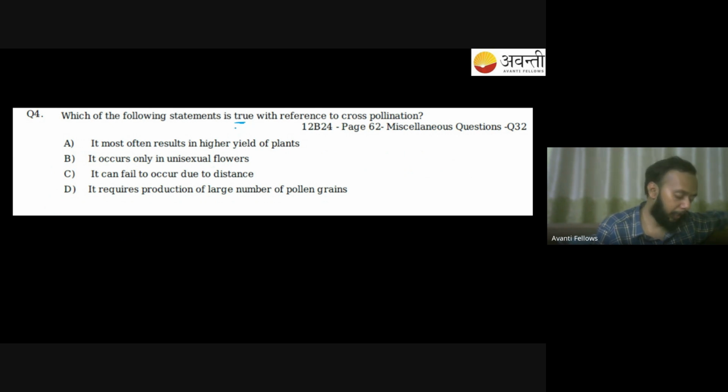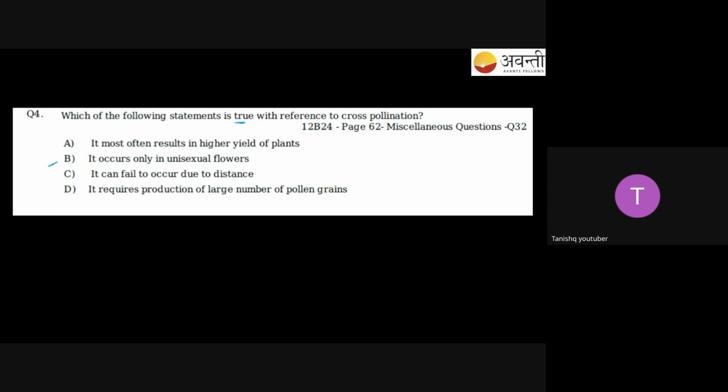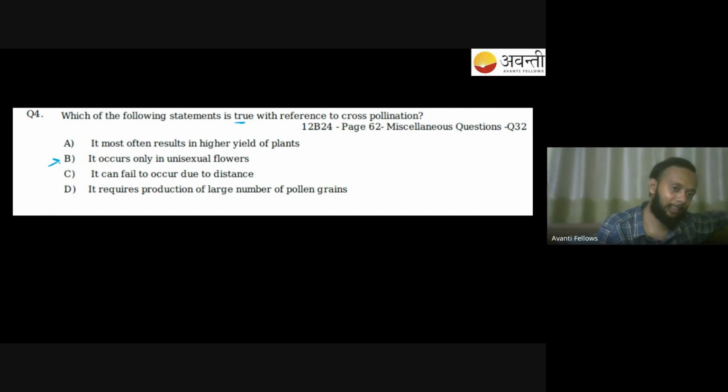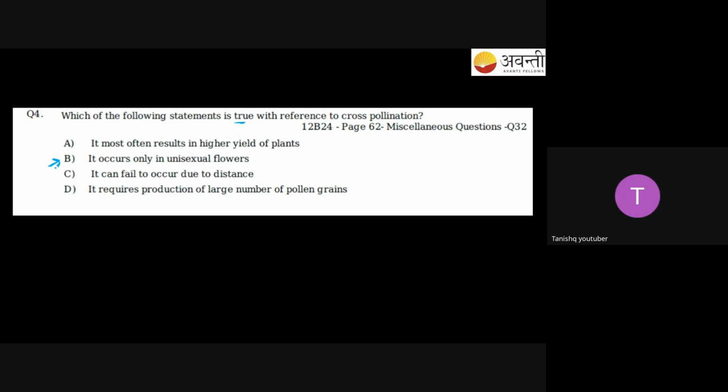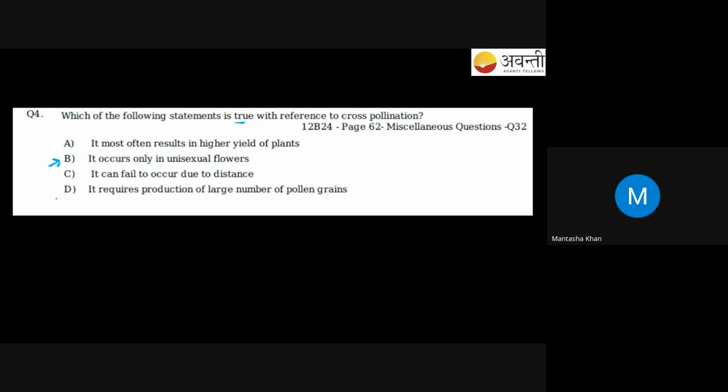हाँ जी, बताइए तनिष्क. सर, बी पार्ट, it occurs only in unisexual. पक्का? यस सर. मंताशा. Sir, option D, it requires production of large number of pollen grains. मिसबा. Option D.